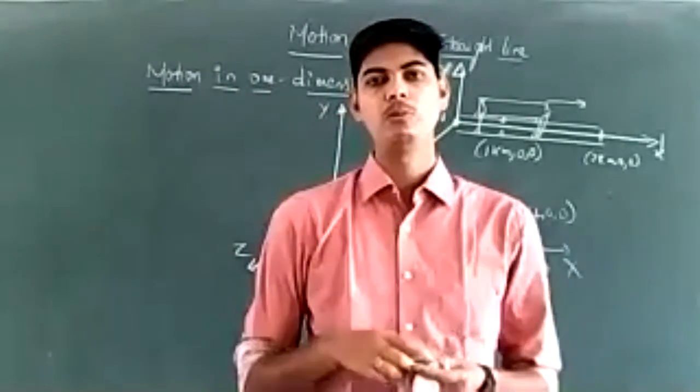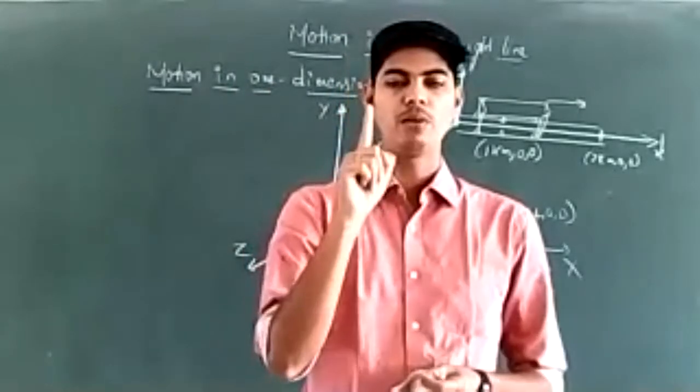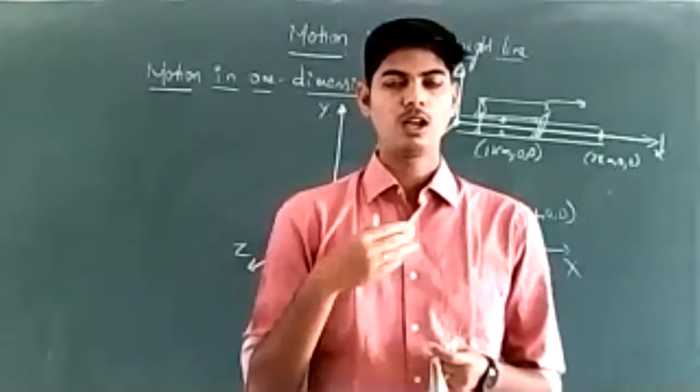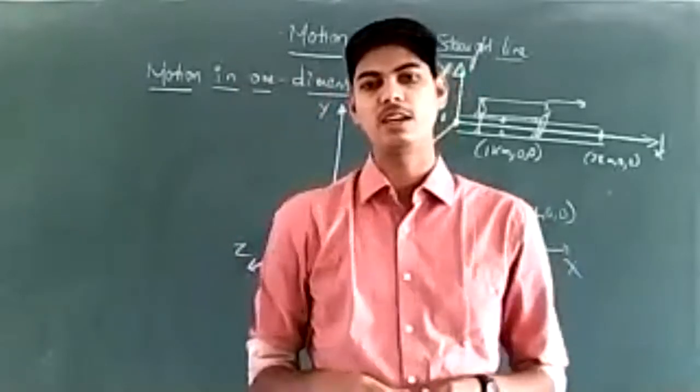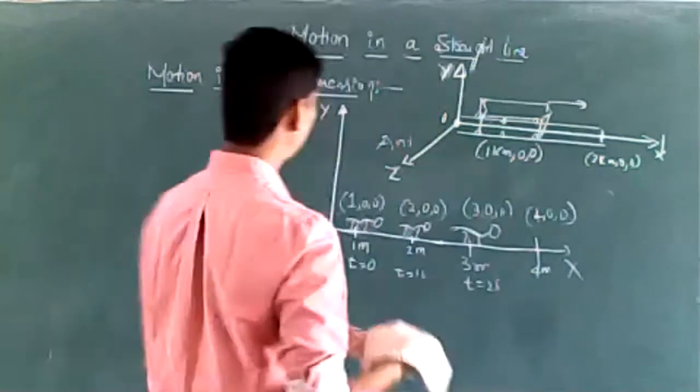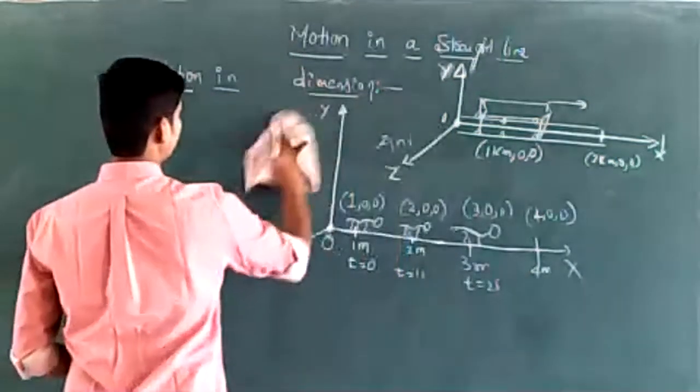An object is said to be moving in one dimension if only one position coordinate changes with time, or an object moving along straight line is said to have motion in one dimension. So this is regarding motion in one dimension.